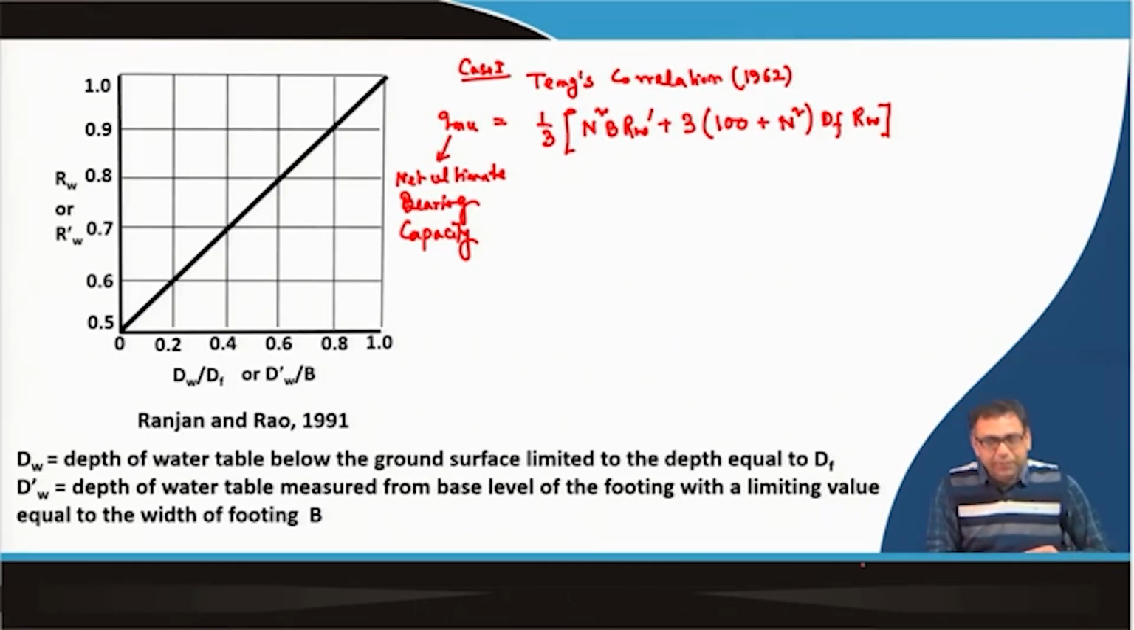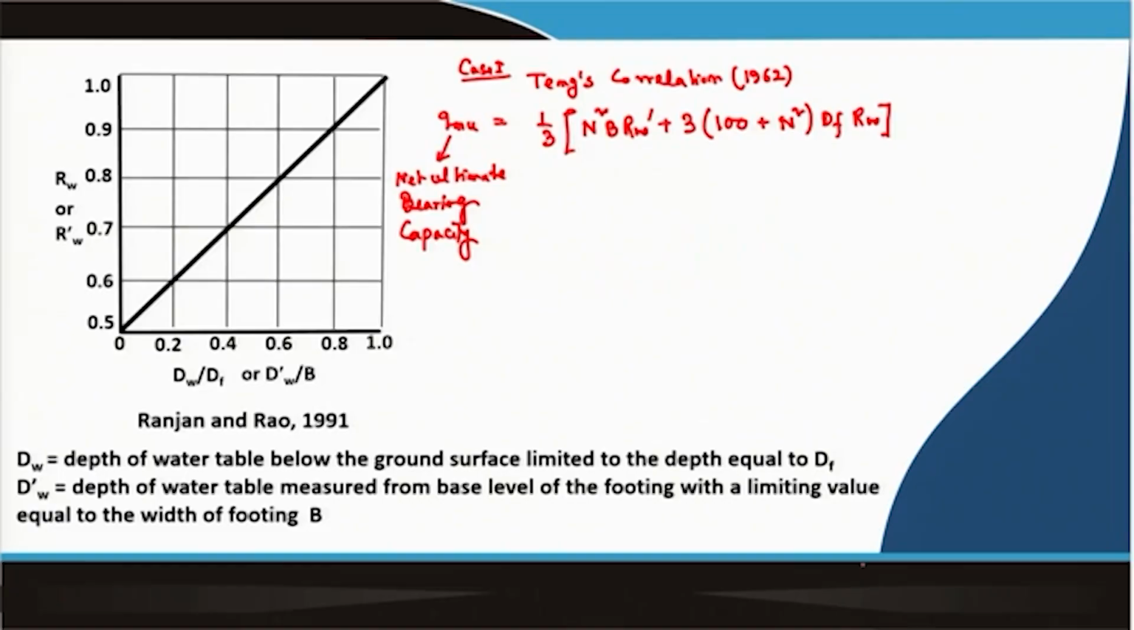So, this N value we have to determine. As I mentioned, in the Teng correlation this N is the average N value. How we will determine the average N value and how we will determine Rw dash and Rw, I will discuss in the next class. And then I will also discuss the other correlations where we can directly calculate the allowable bearing capacity. Here we are getting the net ultimate bearing capacity, only bearing capacity, so you have to apply the factor of safety. The allowable bearing capacity is in terms of permissible settlement, so the factor of safety is not required. Those things I will discuss in the next class.